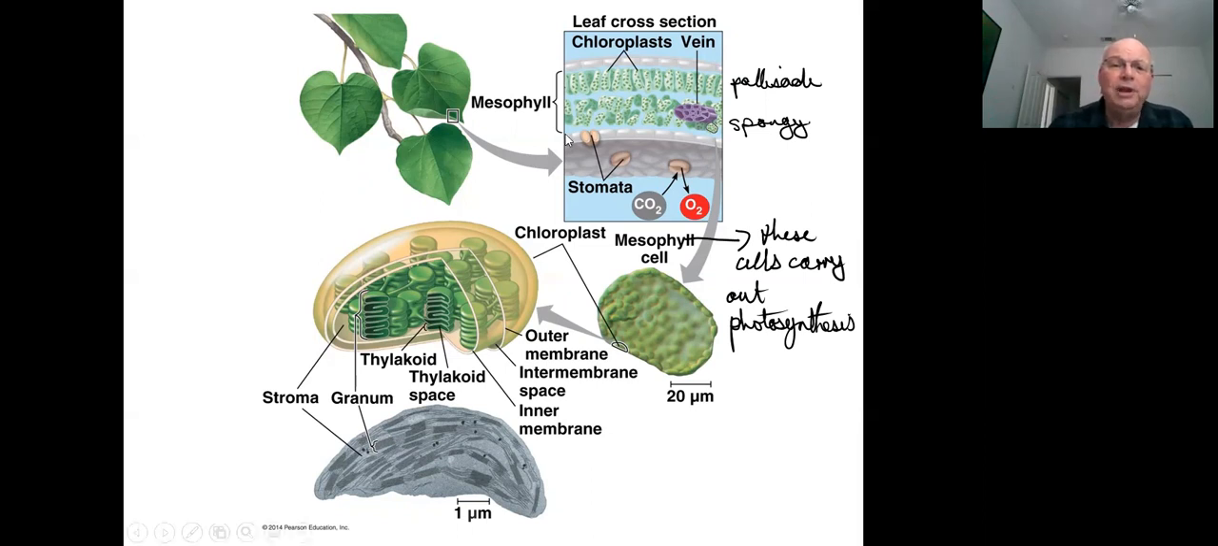When we take a look inside the chloroplast, and this should not be a foreign diagram to you, we've looked at this diagram before.